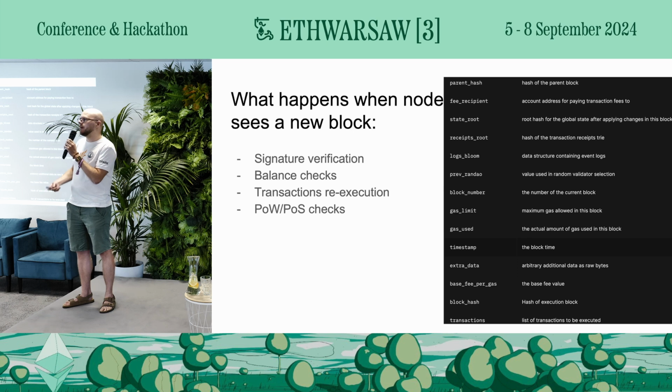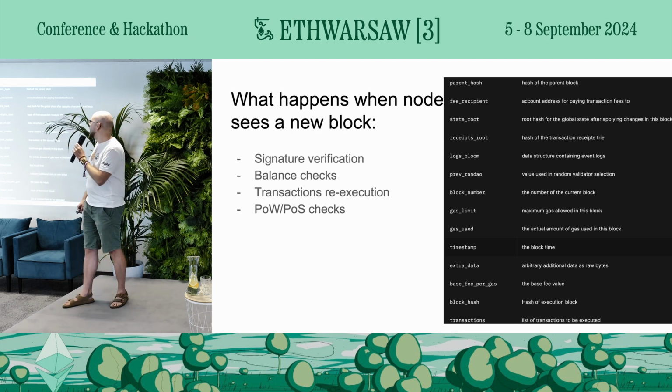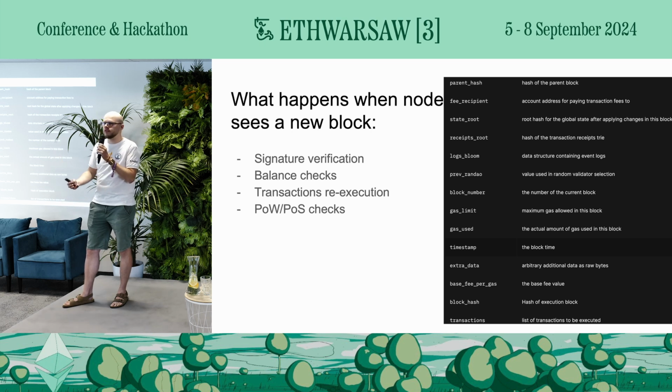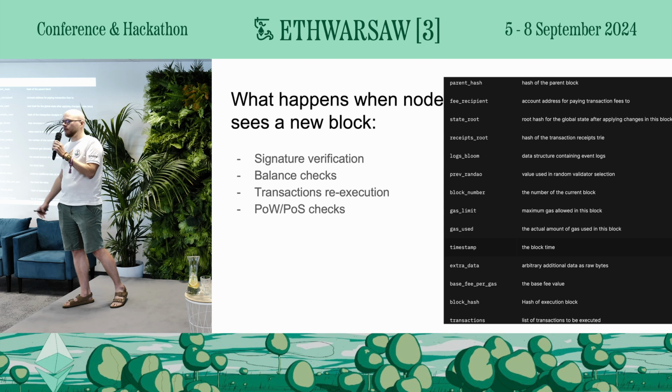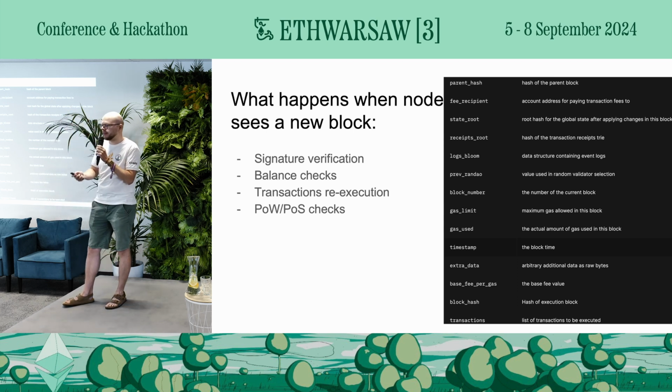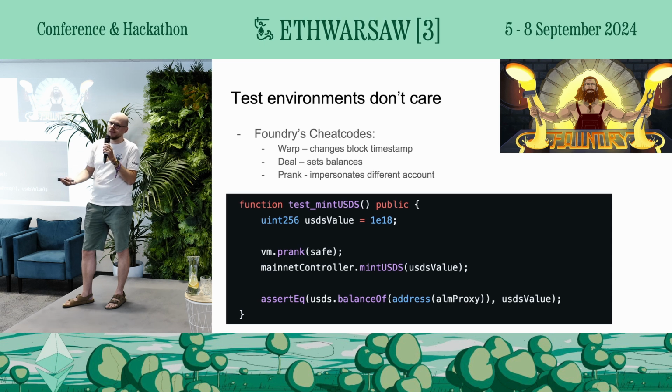For example, in the block, there's a list of transactions. So we make sure that all the signatures are signed properly by the sender. Then the transactions are re-executed, and the state in the block is asserted against the outcome of the execution. There are a lot of different checks for balance, like, did someone send the ETH that actually existed? Then there are proof of work, proof of stake checks, and it turns out that when we develop smart contracts, we don't care about any of that.